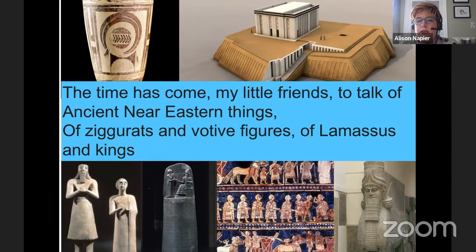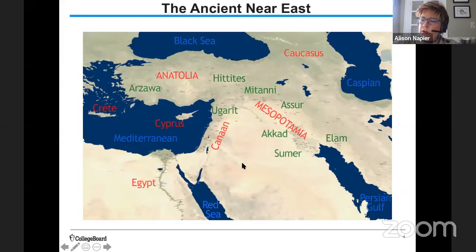And so I start today with a collage of the images and a little tip of the hat to my friend Lewis Carroll. One of my favorite poems is the Jabberwocky, and I always used to read it to my students when I gave out tests. So, the time has come, my little friends, to talk of finer things, in this case, to talk of ancient Near Eastern things, of ziggurats and votive figures, of Lamassus and kings. So we jump in, starting with a map.